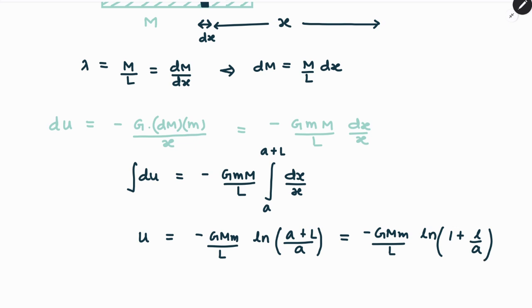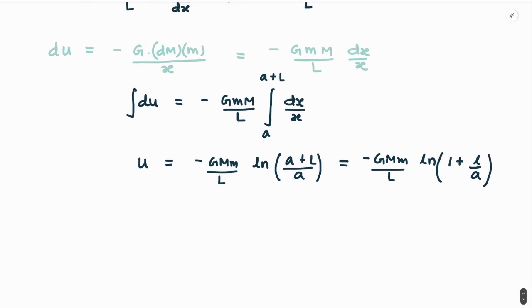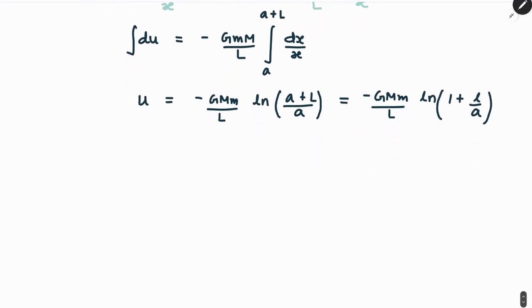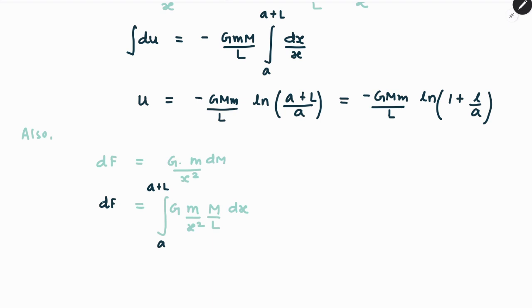Now the problem is also asking us to calculate the force of their interaction. So if dF is the force of interaction between them, dF can be written as G small m dm by x square, and we will integrate this expression. So we get G small m dm, which can be written as M by L dx by x square, and the limit of this integration extends from a to a plus L, which we have already discussed.